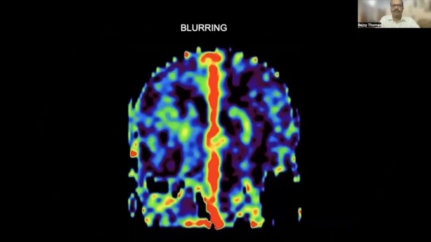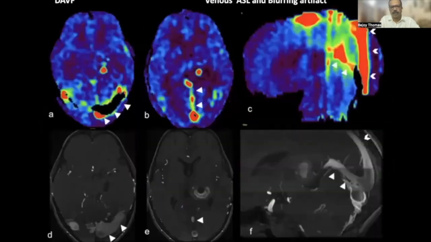Blurring artifacts. This is a particular artifact seen when there is stagnation within the vessels, for example an aneurysm or a dural fistula. There can be smearing artifacts occurring in the Z direction. We think this is due to Gibbs ringing, and there are different explanations for that, which are not confirmed yet.